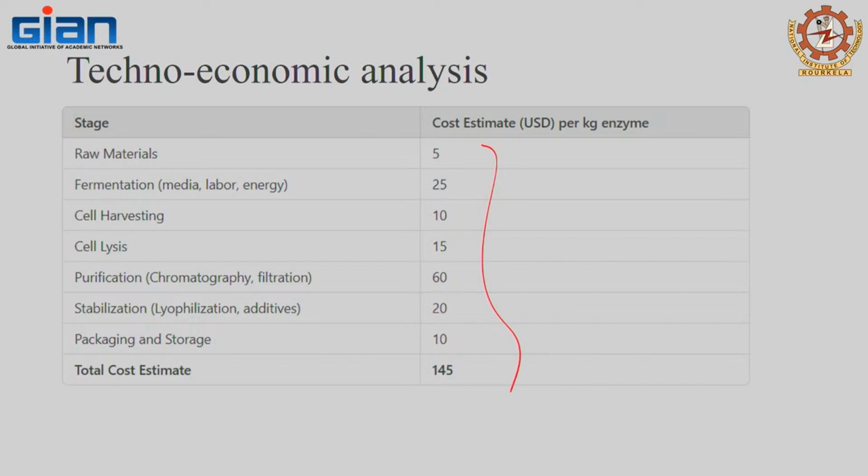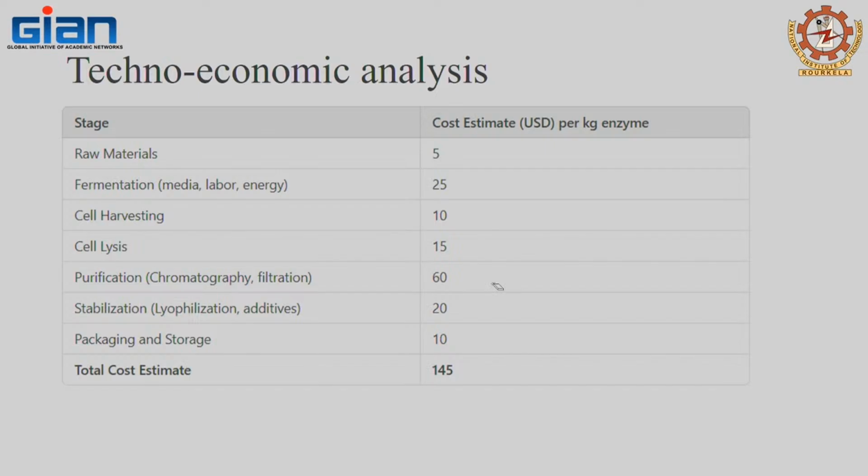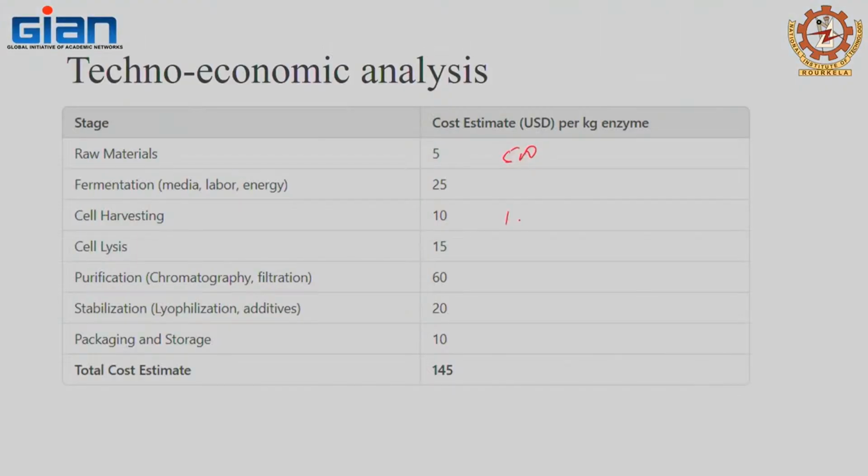5, 25, 25, 30, 60. It's just random values. Like the numbers that you have chosen, 5, 25, 10, 15, 60, 20, 10, those are random values. Like it will come to your mind. If I was in your position, I would say, okay, 500, maybe 1,200, cell lysis, maybe 800. You can do that way.